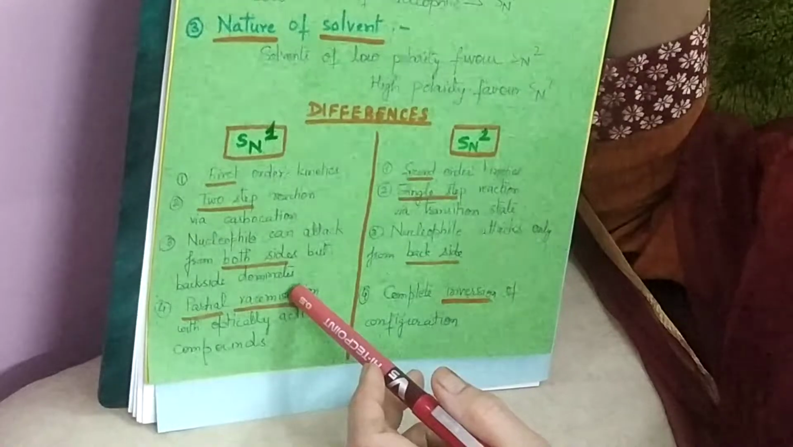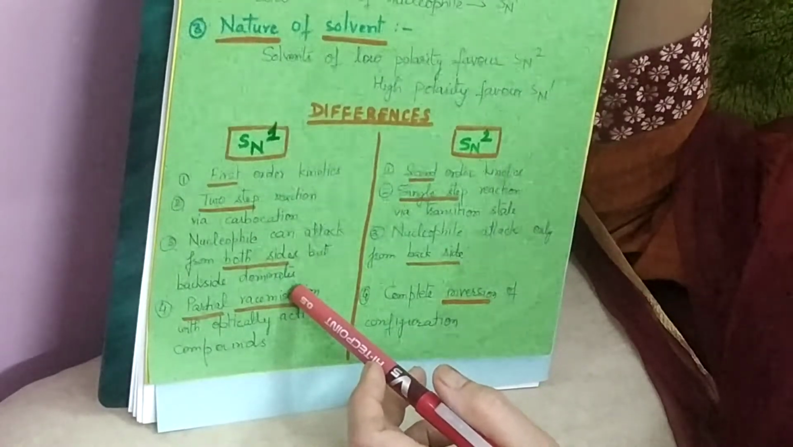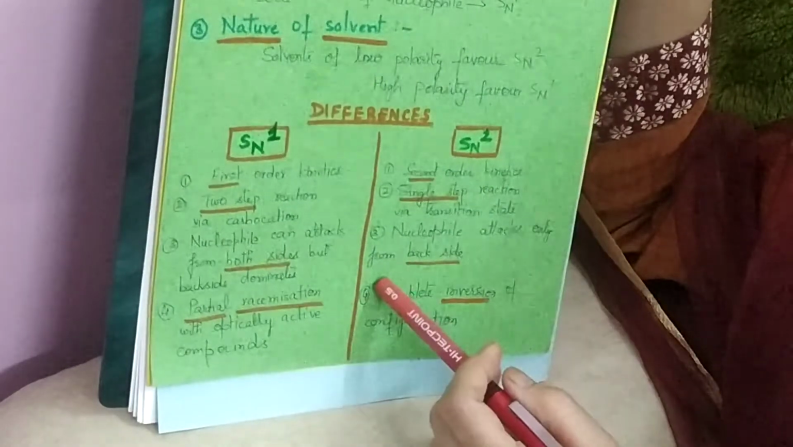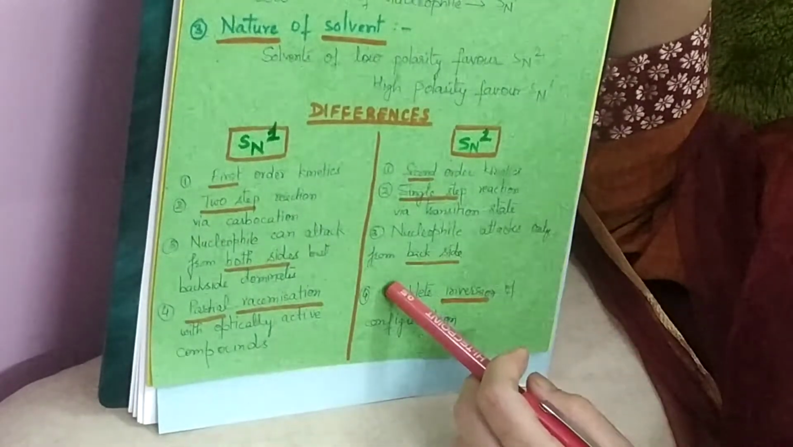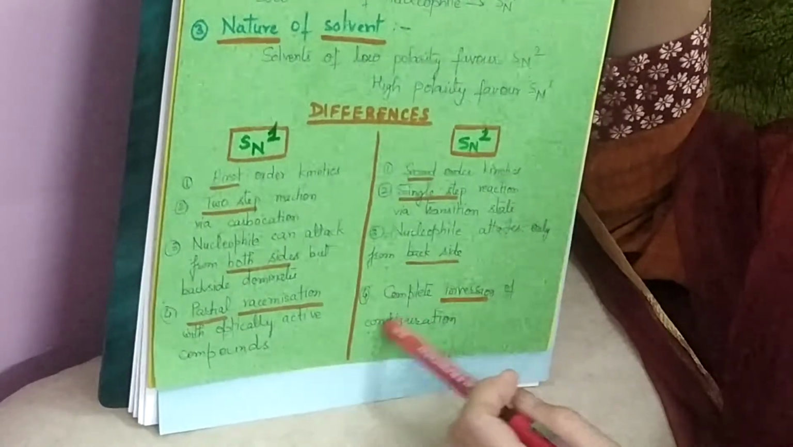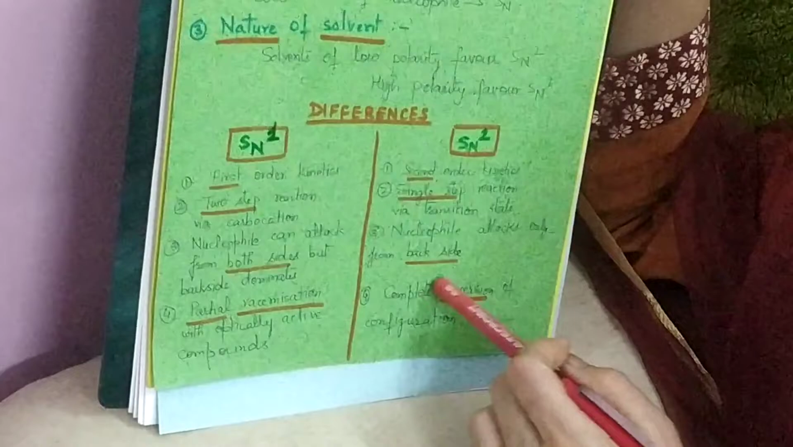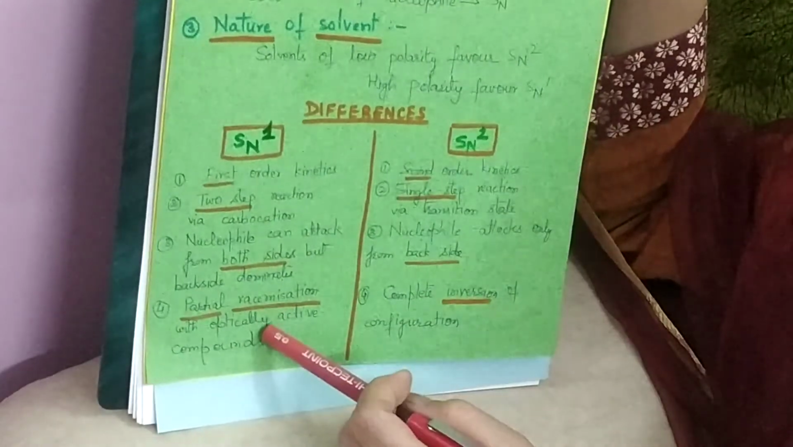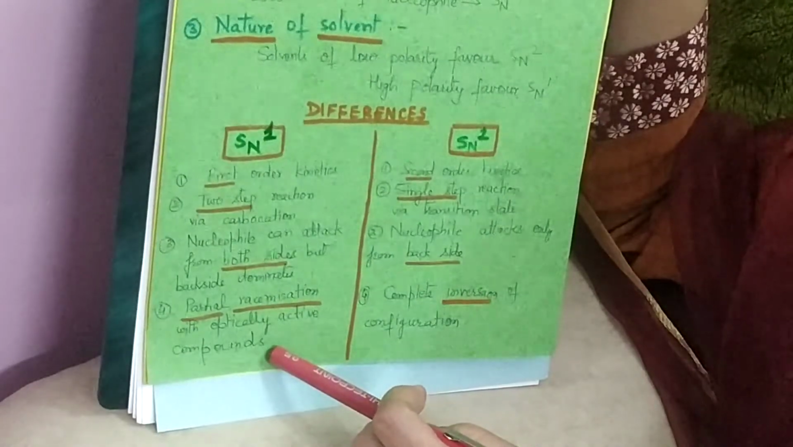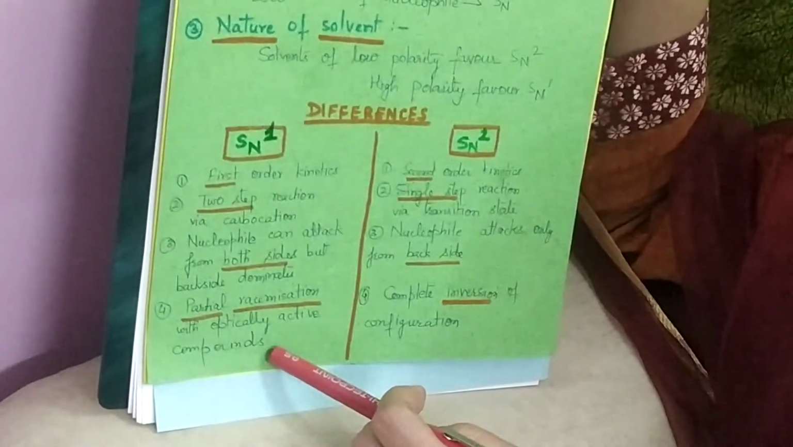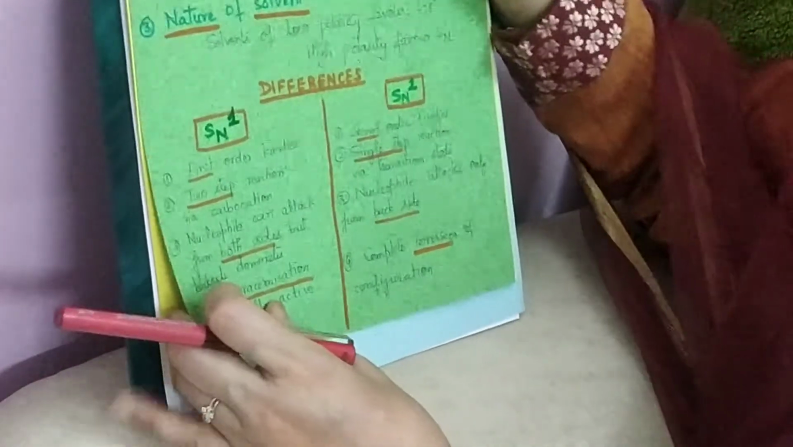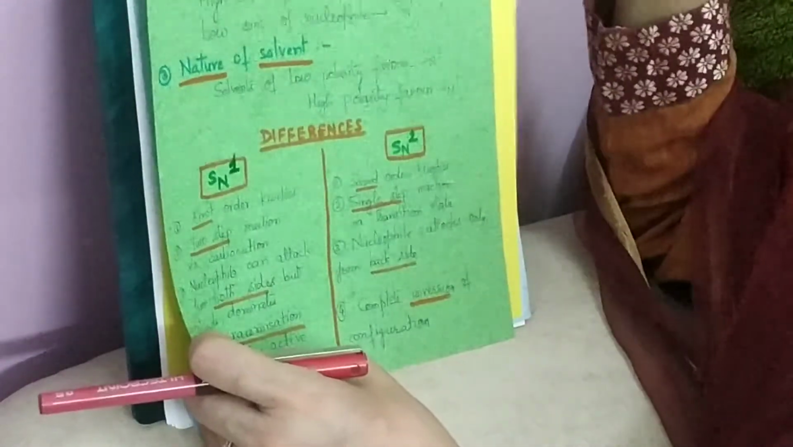But as we discussed already, that backside attack slightly dominates. In the case of SN2 reaction, nucleophile attacks only from backside. Definite inversion of configuration will be there as a result of the SN2 reaction, which is the next point. And in the case of SN1 reactions, partial racemization will be taking place in case the compound is optically active. Okay, so these were the 4 points first. Next points, what can be those points?